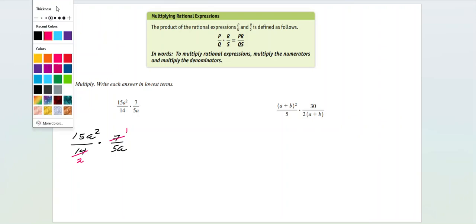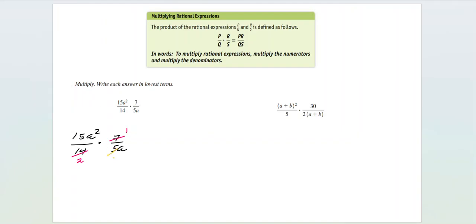I also realized that we have 15 and 5. So 5 divided by 5 would be 1, and 15 divided by 5 would be 3, right? So now in terms of my numerical factors, what we have is 3 times 1. Below I have 2 times 1. And then I have my variable factors, a squared over a.